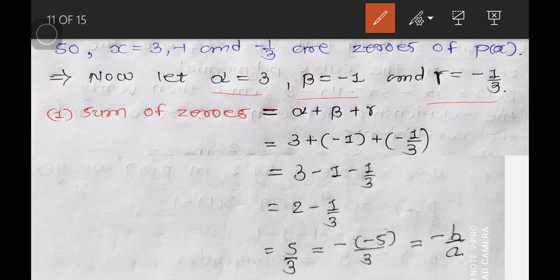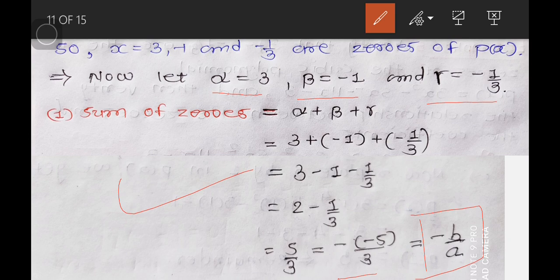Now the first relationship, that is the sum of zeros, alpha plus beta plus gamma, which is equal to 3 plus minus 1 plus minus 1 by 3, and we get 3 minus 1 over 3. 3 minus 1 is equal to 2, and subtracting 1 by 3 from 2, we get 5 by 3, and we can write 5 by 3 as minus of minus 5 by 3. We know that minus 5 is the coefficient of x square, and a is the coefficient of x cube, and so we verified the first relationship.